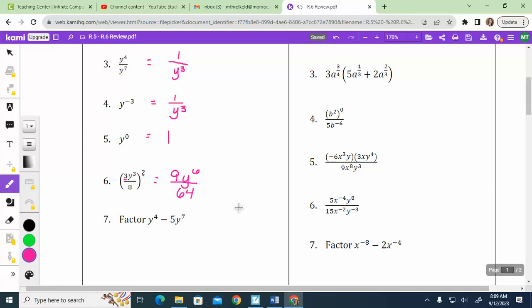Okay, so the final one. If I ask you to factor, what do you take out? You take out the smallest exponent, so that's y to the fourth. Okay, taking it out is like dividing. y to the fourth divided by y to the fourth. Anything divided by itself is 1. When I take those out, you're subtracting those exponents, so it'd be 5y cubed. You remember all of those rules?